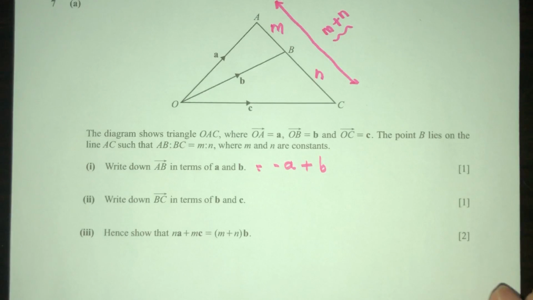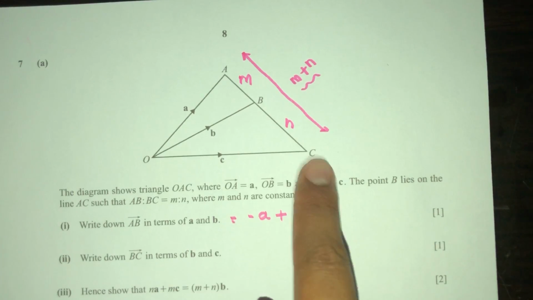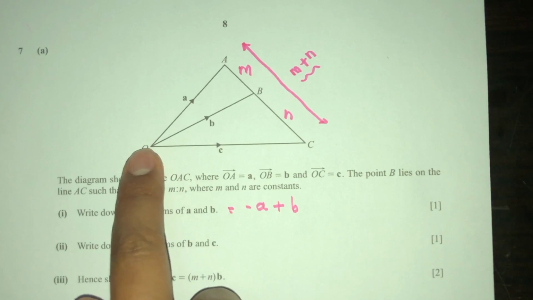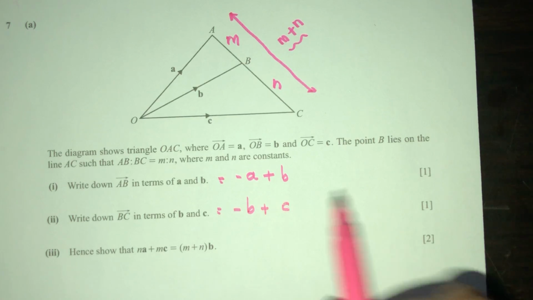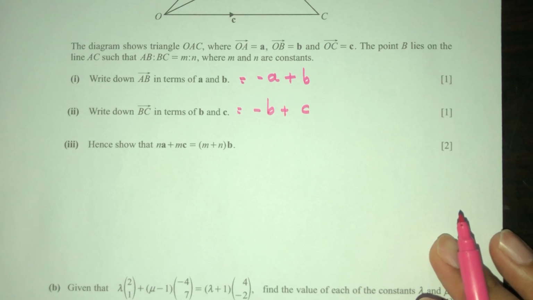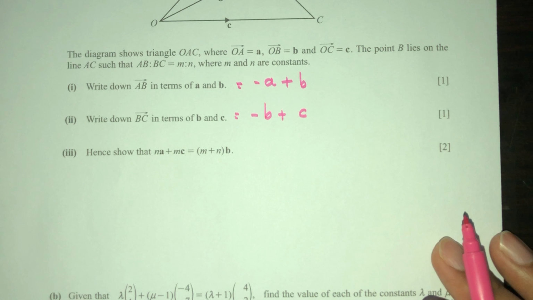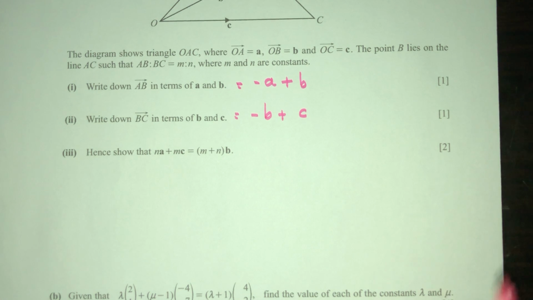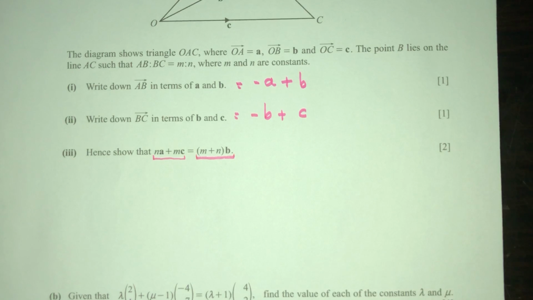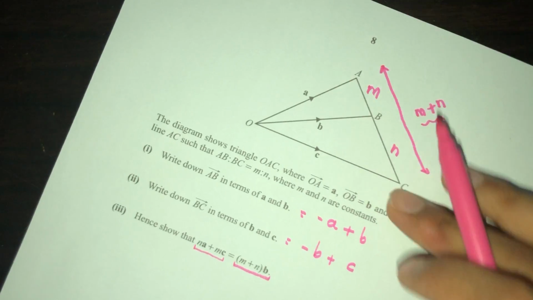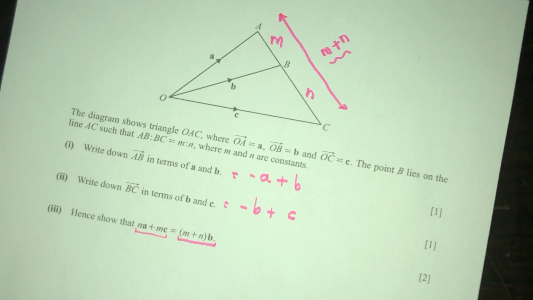Now BC, same idea. From B going to C, that will be B going to O, O going to C, that will be minus B plus C. And now for part 3, we hence have to show this equation is true. Again, there should be many ways of showing that, but I guess we have to use this ratio right here. So let's see how we can use this.